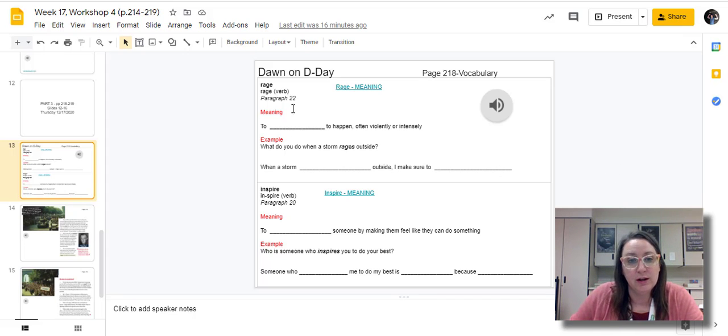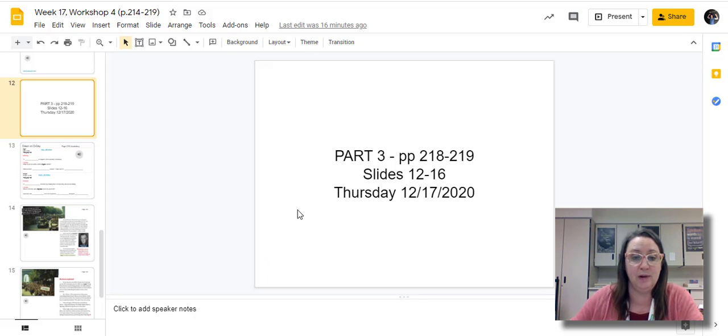Our first word is rage. Rage. This is a verb, so it's an action that somebody does. Inspire is our second word. And we actually have seen this a little bit before. Inspire is also a verb, so it's something someone does, specifically to or for another person.